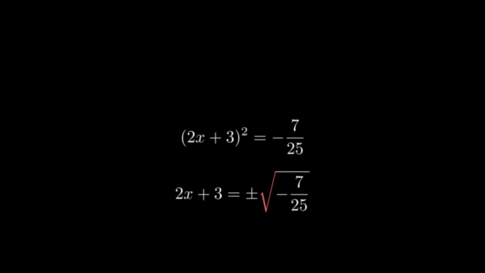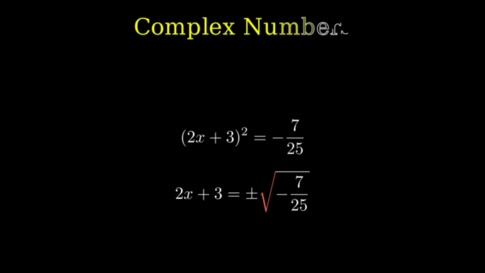In the real number system, we cannot take the square root of a negative number because no real number multiplied by itself gives a negative result. If we square any real number, the result is always positive or zero. To solve this equation, we need to extend our number system beyond the real numbers into what mathematicians call complex numbers. These allow us to work with square roots of negative numbers in a meaningful way.